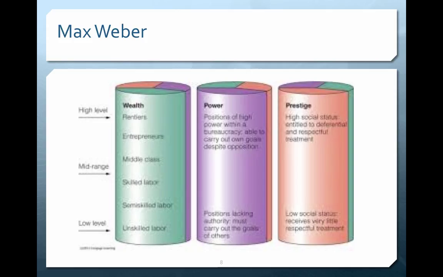Weber's insight: current sociologists use the term socioeconomic status, used to refer to combined measures that attempt to classify individuals, families, or households in terms of factors such as income, occupation, and education to determine class position. So there's the introduction component.